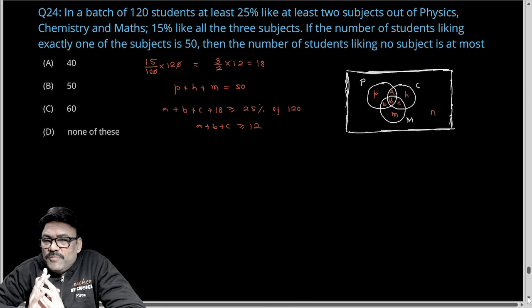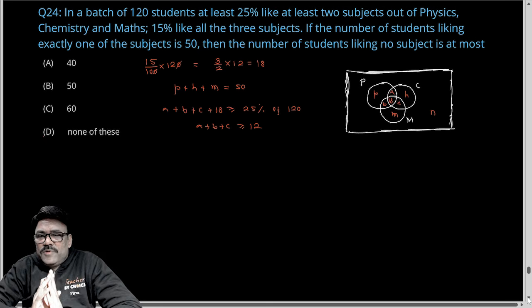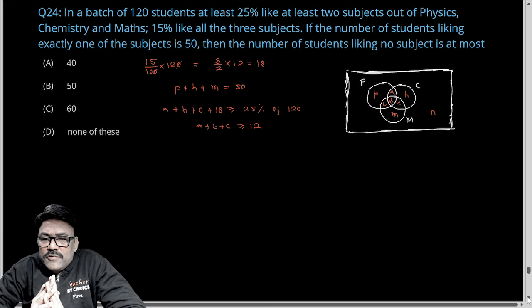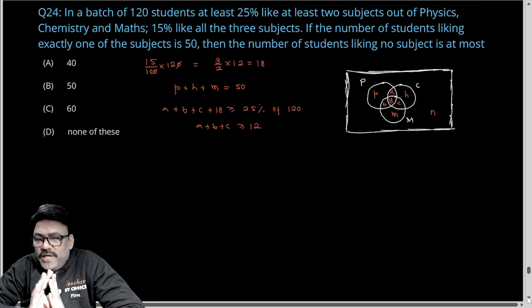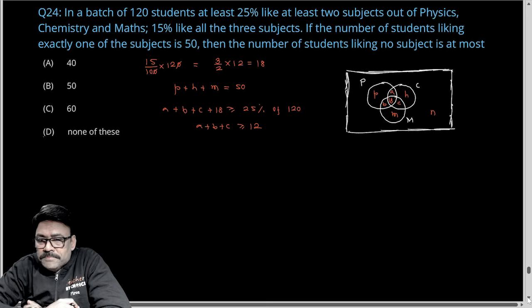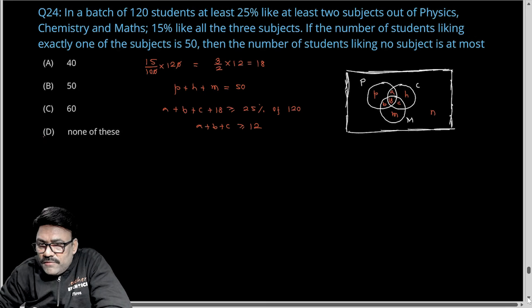And what is this A plus B plus C? They are saying that the number of students liking no subject is at most N. You have to find the at most. Right. Now we know that the total is what?